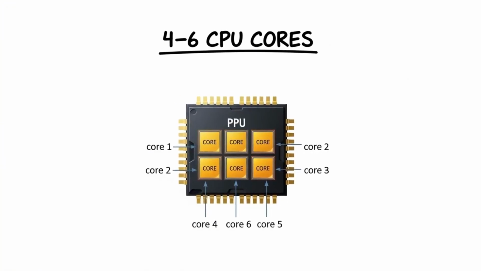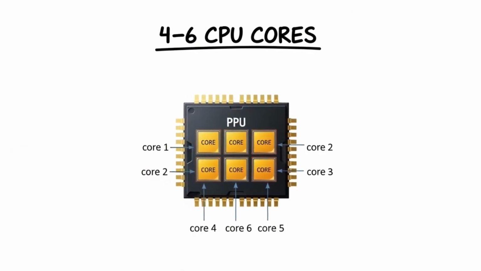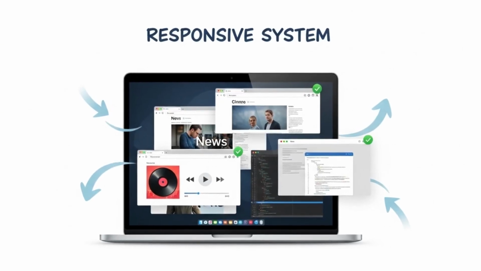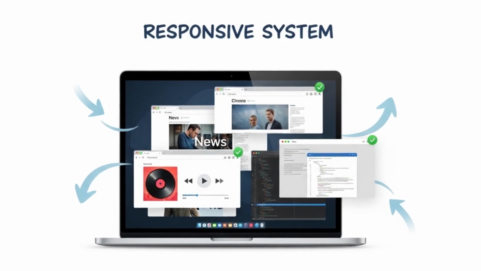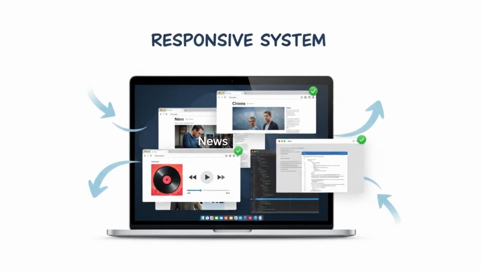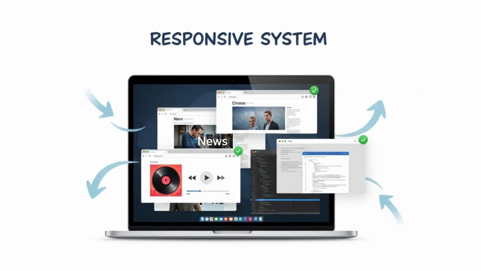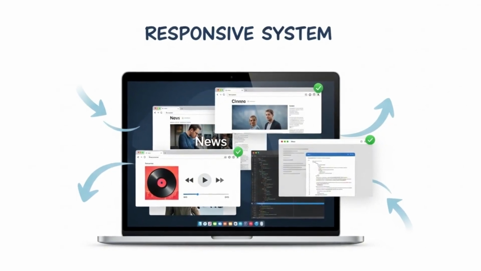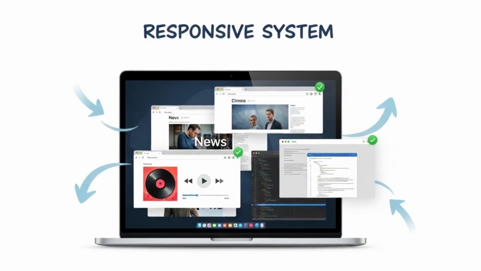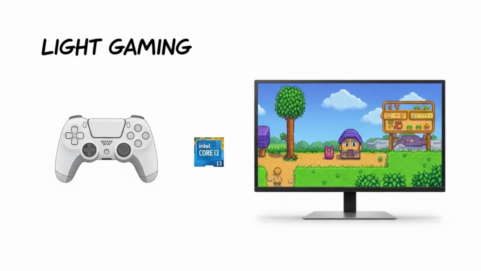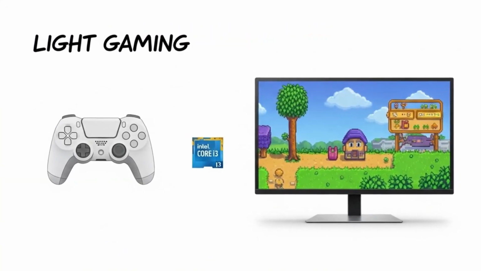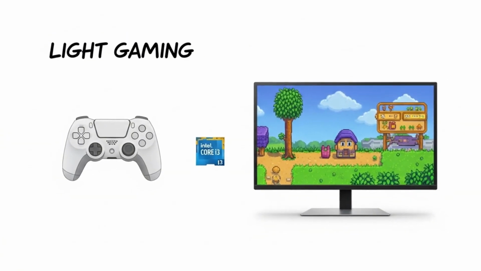Typically equipped with 4 to 6 physical cores, it provides enough parallelism to keep your system responsive while you have a few applications open simultaneously, like a web browser with several tabs, a music streaming app, and a word processor. While it's not designed to be a powerhouse, the Core i3 can still surprise you. It can manage lighter, older, or less graphically demanding games, such as indie titles or classics from a decade ago.